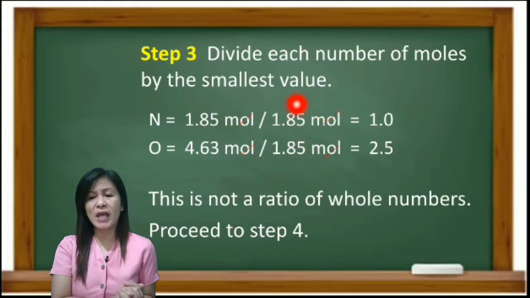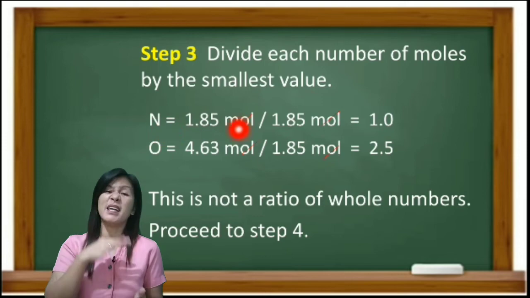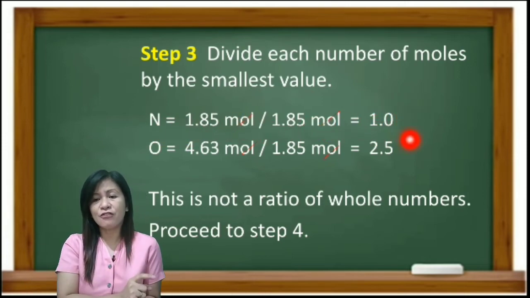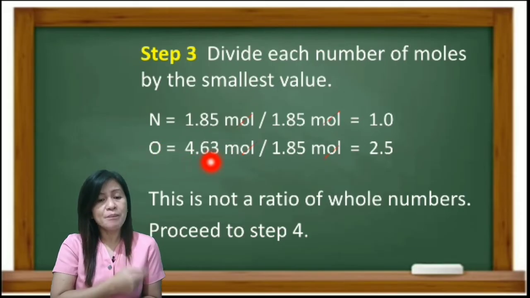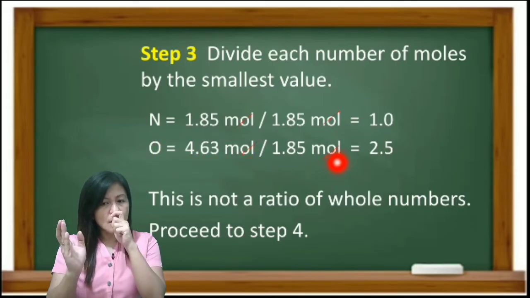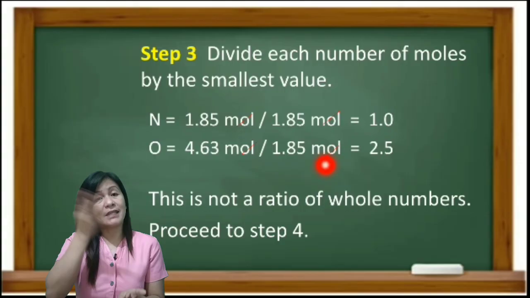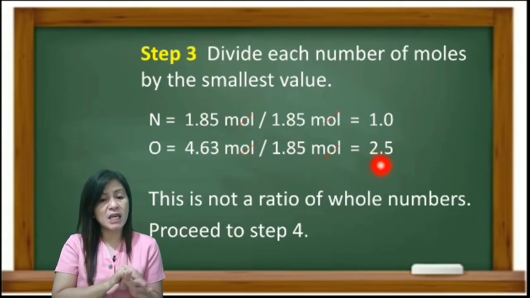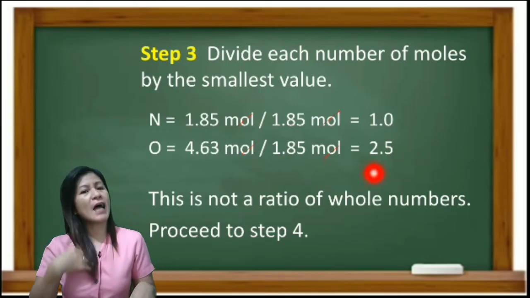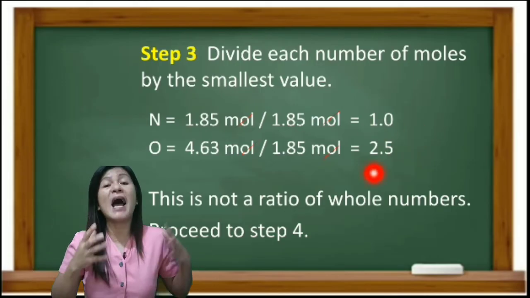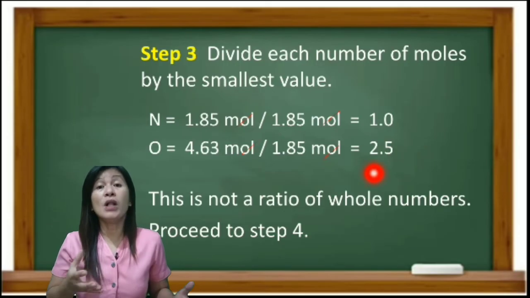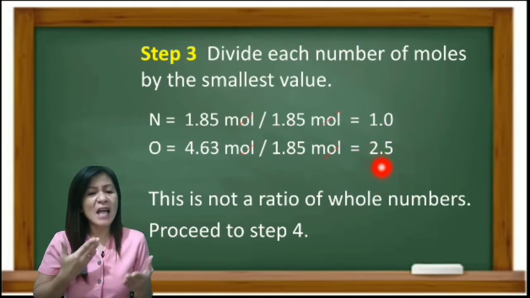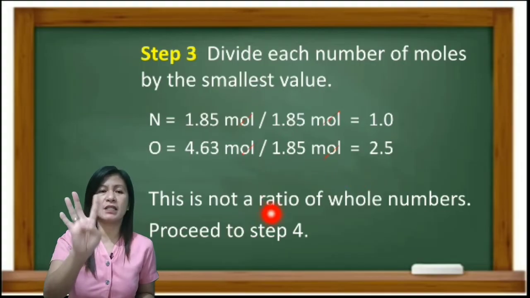So for nitrogen, we have 1.85 mole divided by itself, we will have 1.0. For oxygen, 4.63 mole divided by 1.85 mole, cancel mole. So the whole number or the answer will be 2.5. Notice that you did not get whole numbers. You have 0.5 as decimal. So in that case, you proceed to step 4.